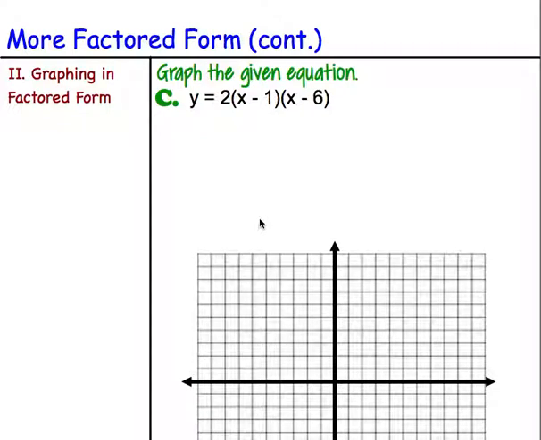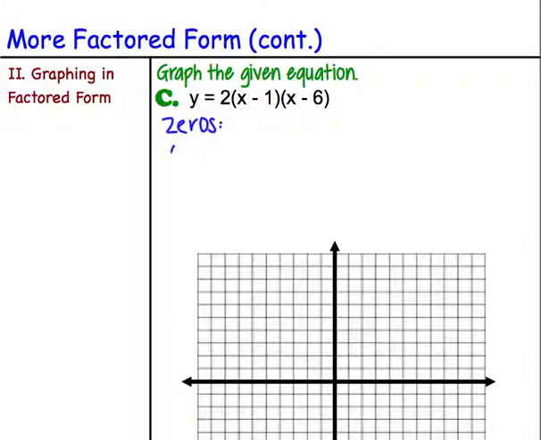Now we're going to take a look at graphing in factored form again, where the numbers aren't going to be quite as easy and the equations quite as pretty as they were yesterday. So let's first start off, as we need to. We're going to find our zeros.